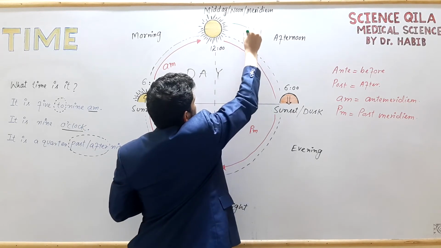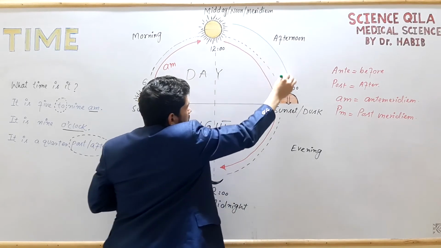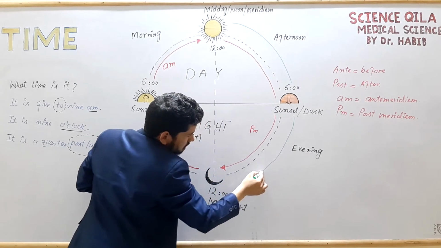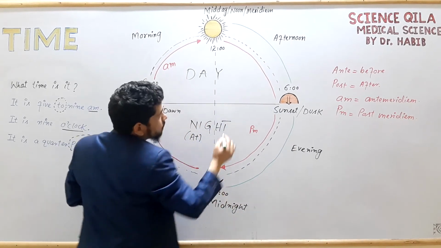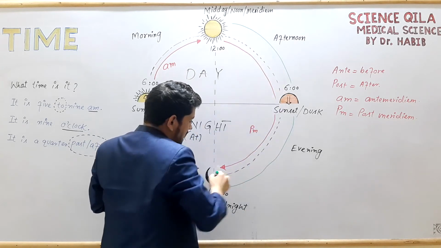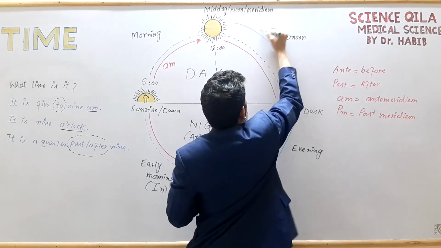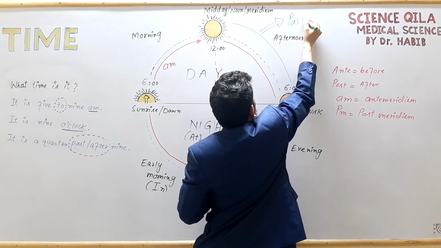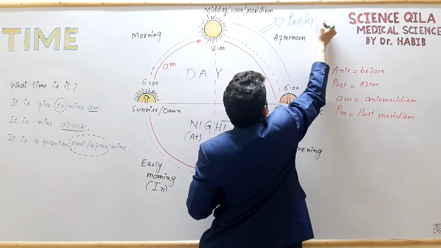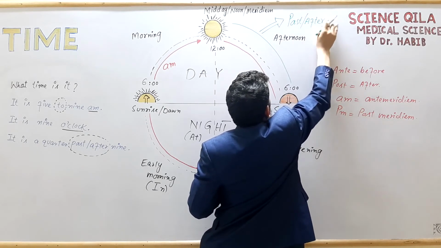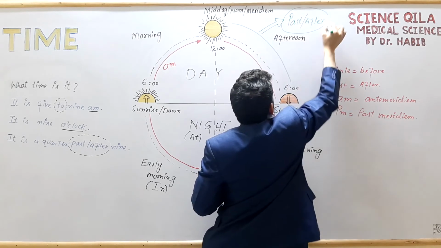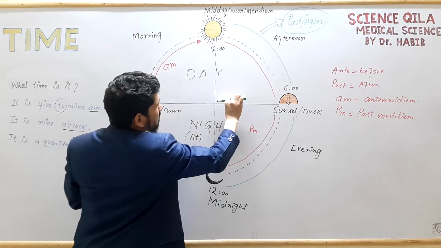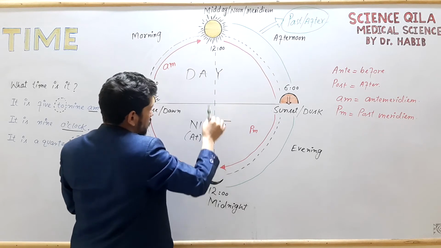So from moving from 12 till 6, we will use the prepositions past, or we will use after. What will you use, please? We will use after. So what time is it? You will say it's a quarter past 12 and it's half past 12.